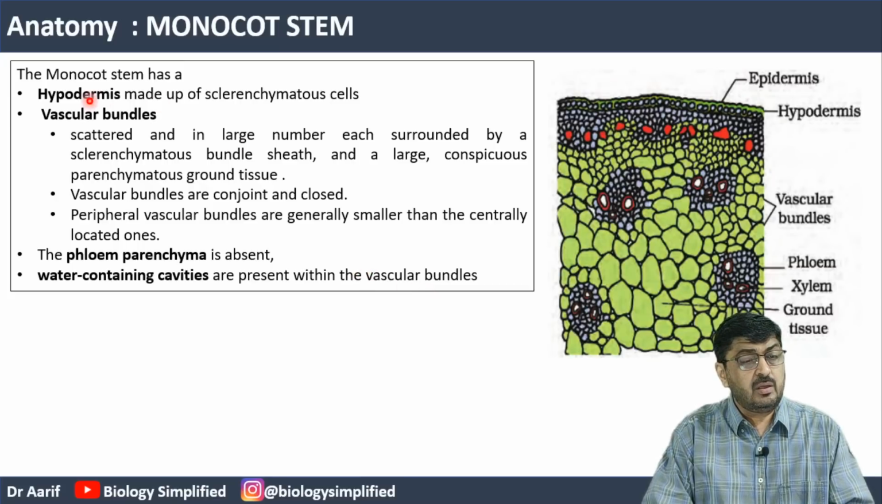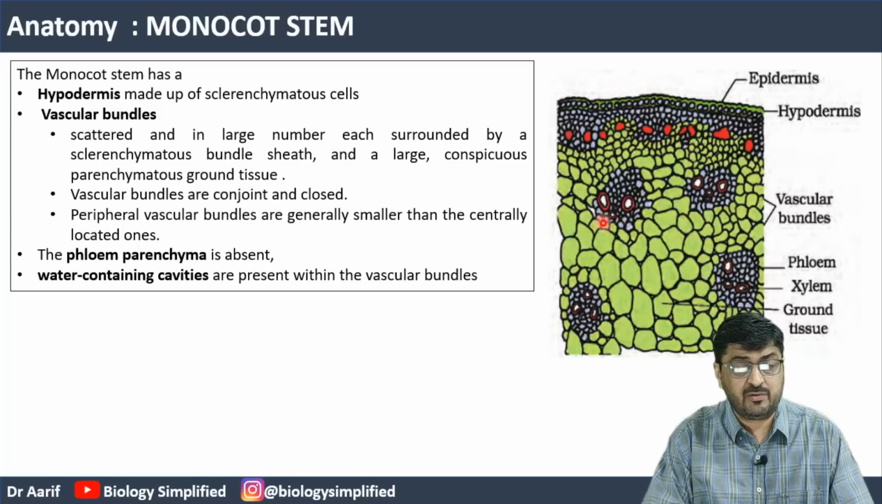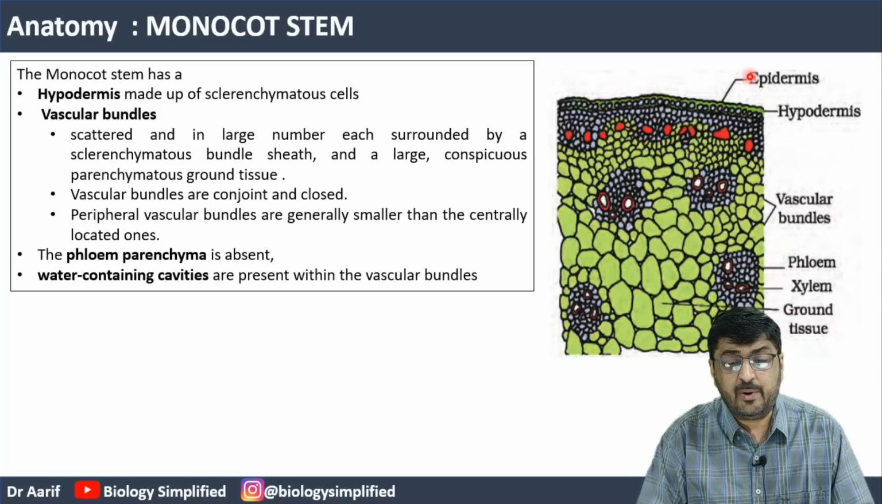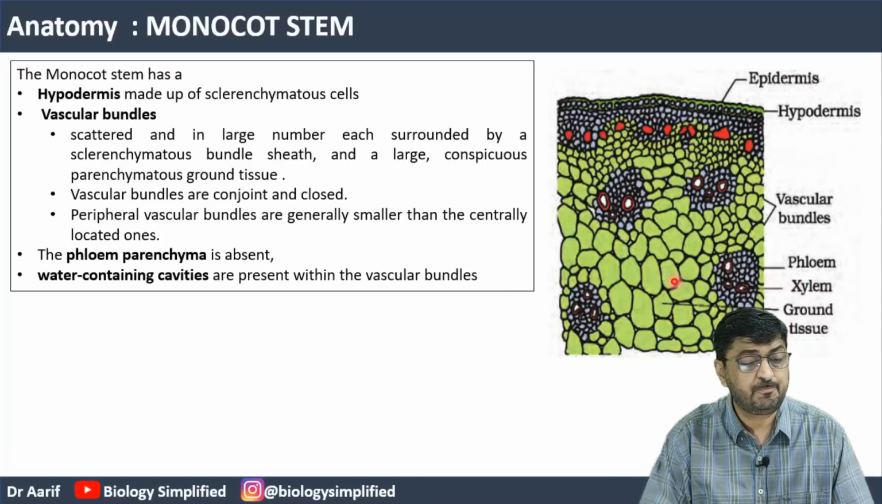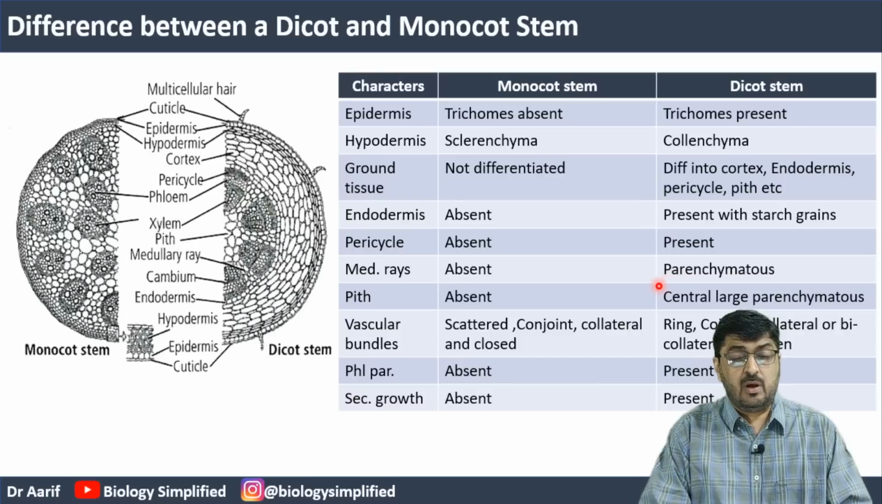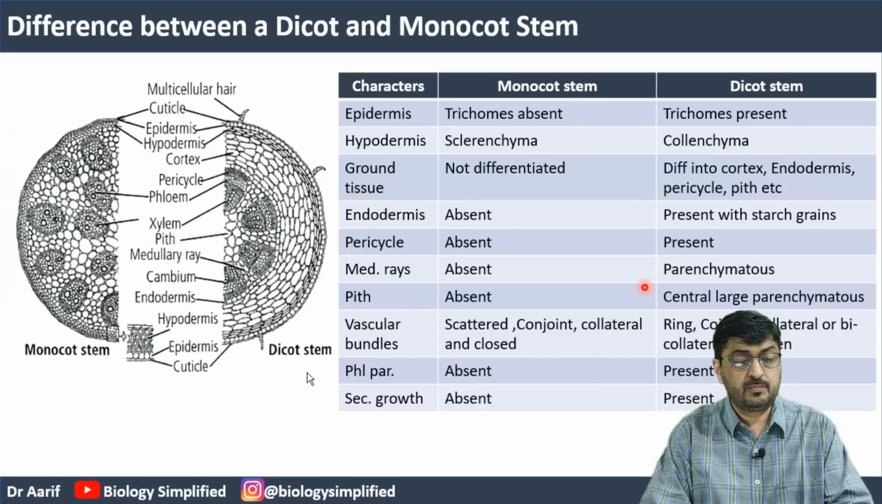Okay, hypodermis sclerenchymatous, that is done. I just wanted to bring the NCERT diagram here. Yes, that's why I was wondering where this came from. Epidermis, hypodermis, vascular bundles, phloem, xylem and ground tissue. Look, ground tissue here. Okay, now this is the difference.